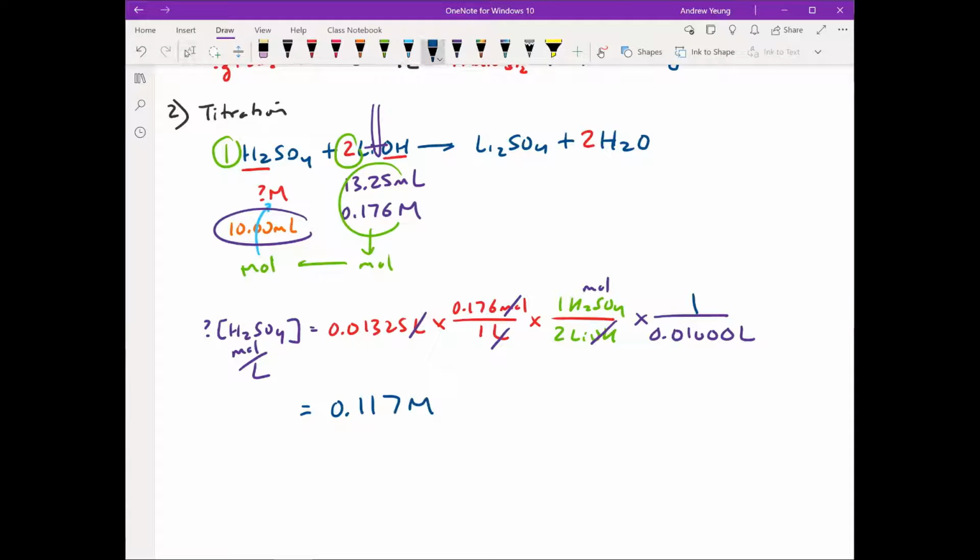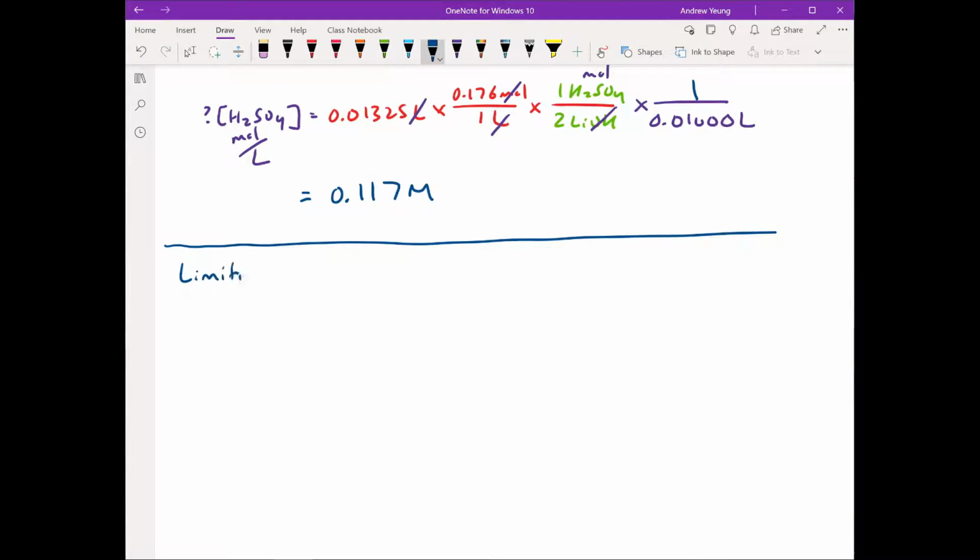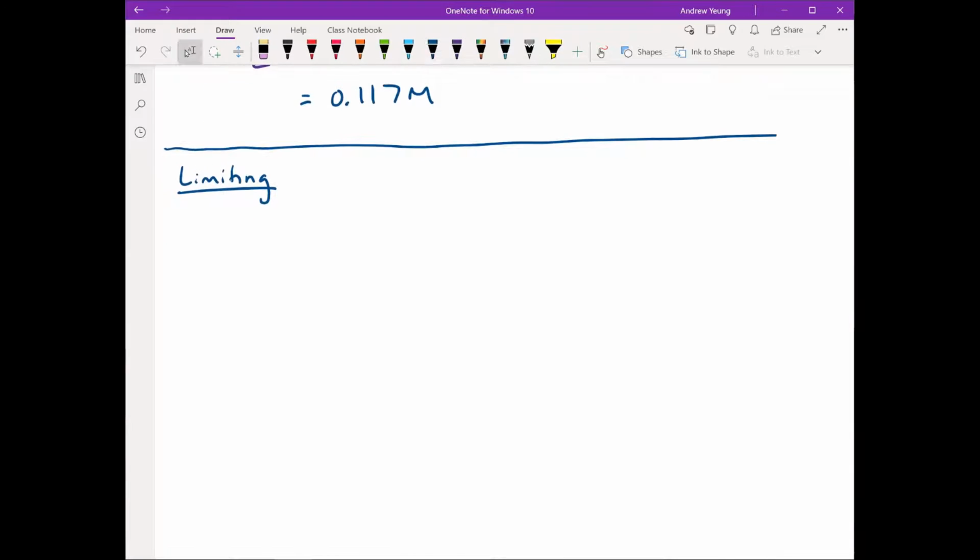So let's look at a spin-off of this question. When we first saw this one, it was really, really scary. This is a limiting excess style problem. This is when potentially one of the ingredients might run out. So we want to figure out which one ran out first, and how that stops the production. Let's just do this by way of an example.